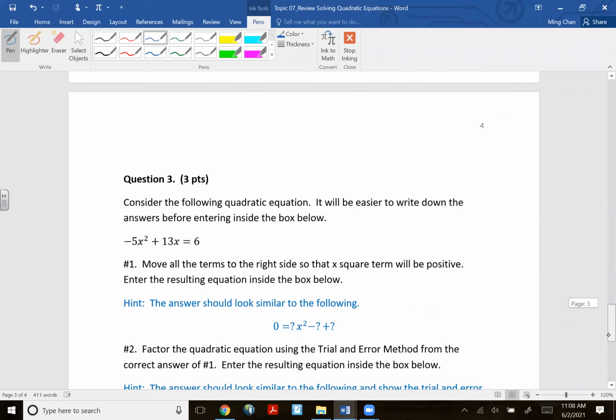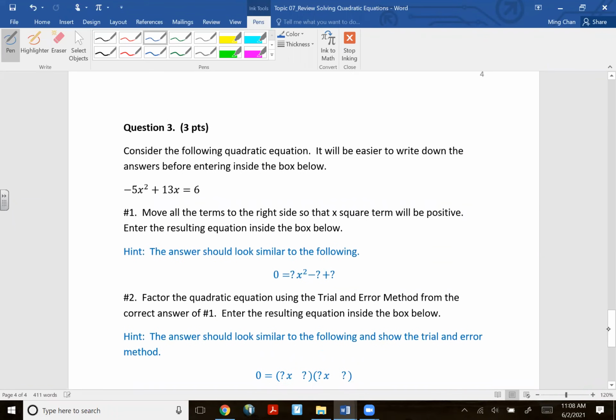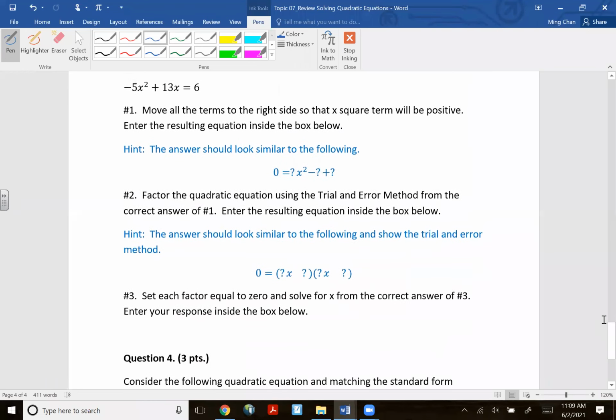Question number 3. All right, so see the x squared term is negative. So step number 1, move all the terms to the right side, so the x squared term would be positive. So move these two to the right side. Okay, everybody is going to be on the right. Then I need you to factor, using the trial and error method.